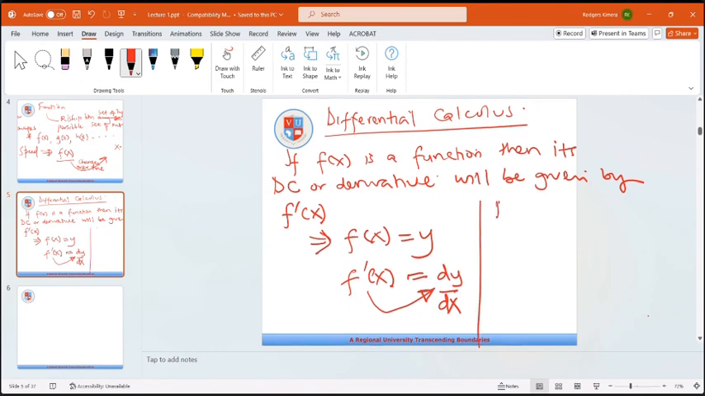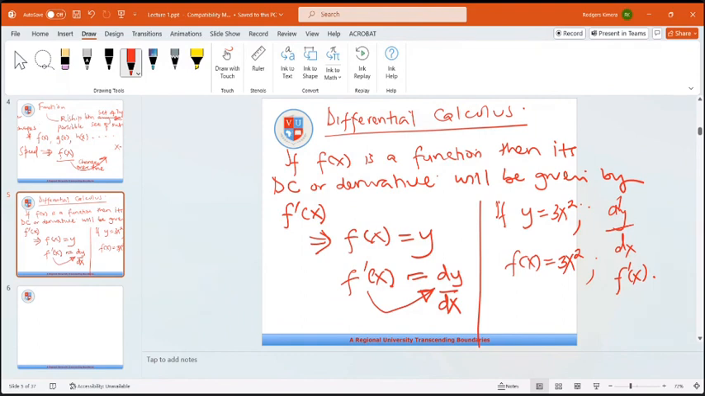If y equals 3x squared, someone can tell you to find dy/dx. Also, if f(x) is equivalent to 3x squared, someone can tell you to find f prime of x. So it is important that we understand and appreciate this notation.